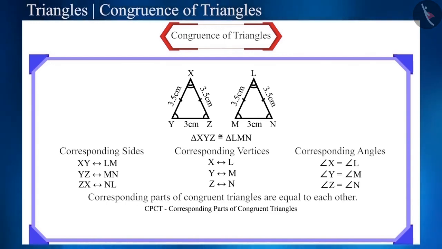Note an important point here, that triangle XYZ is congruent to triangle LMN. But if we write this as triangle XYZ is congruent to triangle MNL, then it would be wrong because there is a one-to-one correspondence between both the triangles.